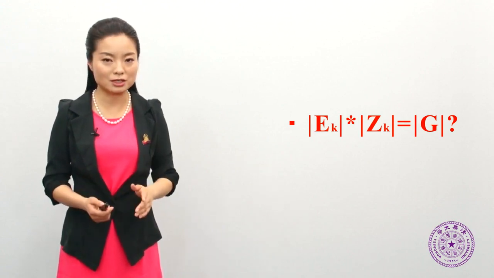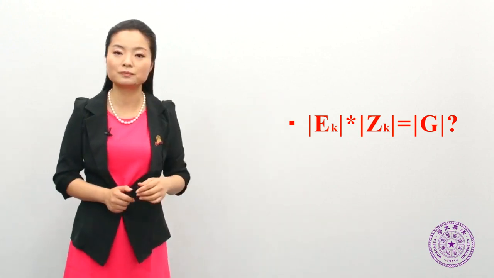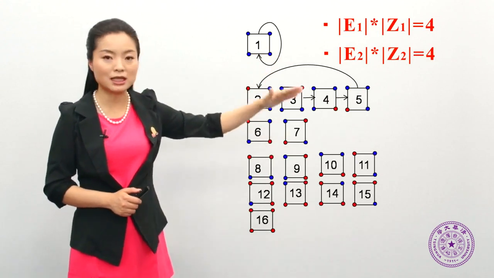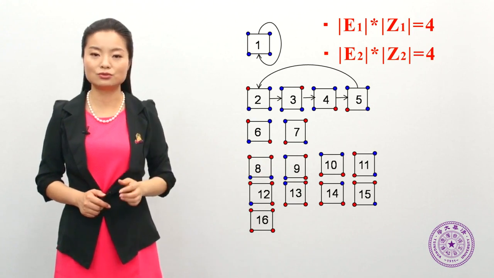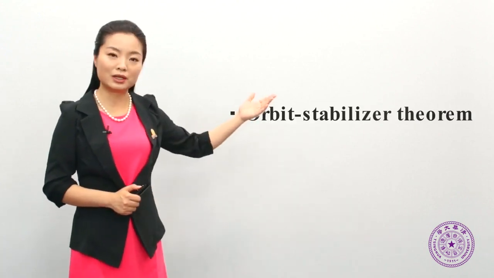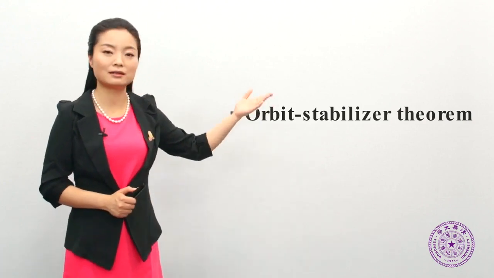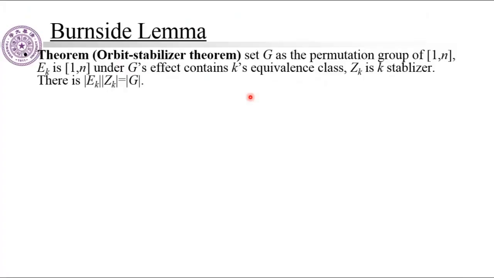And through the analysis of the previous session, we have such a guess: the size of the equivalence class multiplied by the size of the stabilizer might equal the number of permutations. Just now, in coloring the four vertices of the square and analyzing the permutations, this kind of phenomenon may exist. This relation between orbit and stabilizer is called the orbit-stabilizer theorem. Below, we are giving a complete proof. In the following, we are going to prove the theorem.